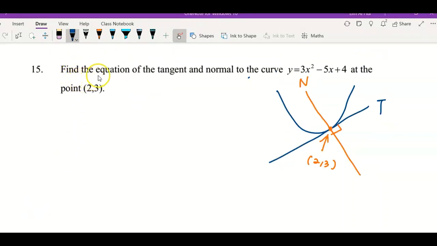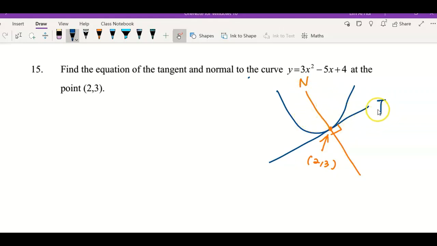Alright, come to question 15. We need to find the equation of the tangent and normal to the curve y equals 3x squared minus 5x plus 4 at the point (2, 3). So I have this curve representing the y curve, and this blue straight line is representing the tangent line, and the orange line is representing the normal. Both straight lines pass through this point (2, 3). I need to get the equation of the tangent and the normal.